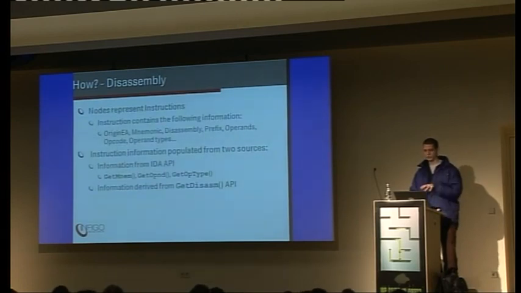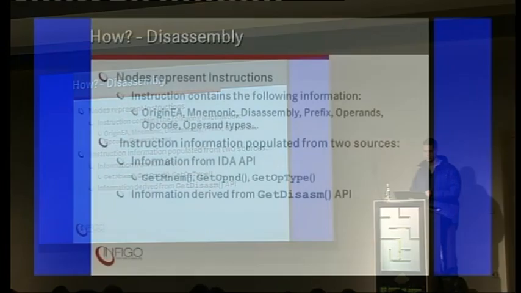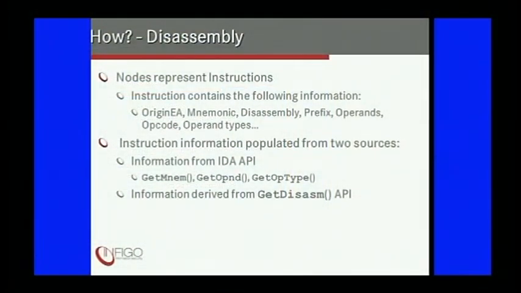So each node, as I mentioned, is represented as an instruction. The instruction holds all the information that is necessary when you analyze each instruction. So it's its origin address, its mnemonic, its disassembly, prefix, operands, opcode, operand types, and so on. All this is just translated from IDA to the framework.